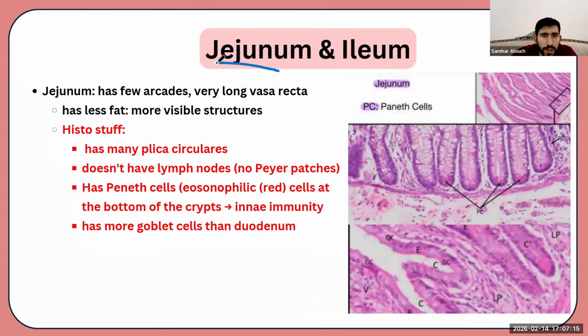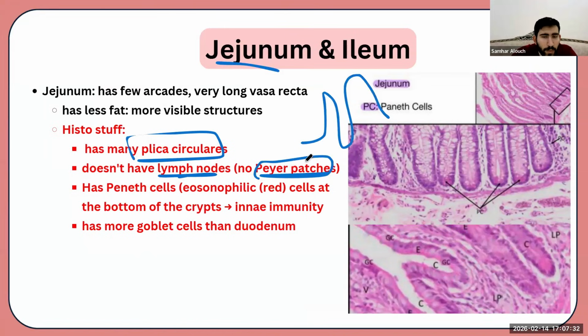The histology of the jejunum is as follows. It is made of four layers: mucosa, submucosa, and so on. I'm done explaining this, but I want you to focus that in the mucosa, it has plica circularis. As we said, it's like the folds. It doesn't have lymph nodes called Peyer's patch. Why am I mentioning this? Because the ileum has them. It's like submucosal lymph nodes. So jejunum doesn't have them.